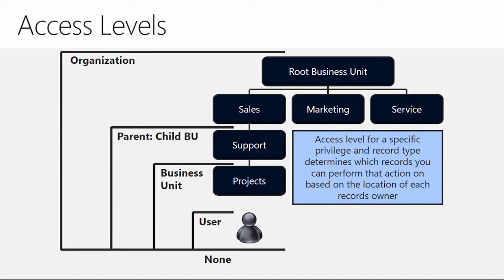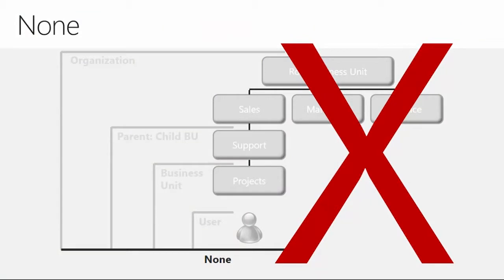So let's first look at this from a none perspective. None is pretty straightforward. If I don't have the ability to do anything for that particular privilege, so for example, I have none set to delete accounts, I can't delete an account in the system, regardless of who owns that account. And that's actually a pretty common customization or security measure. People will maybe force people to deactivate records instead of deleting them, and then they'll use some of the bulk delete functionality to control who, when they're going to actually get deleted.